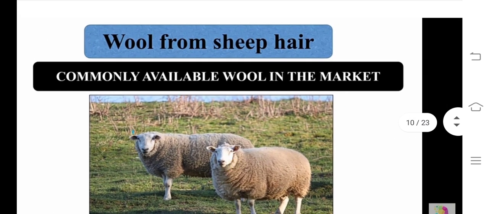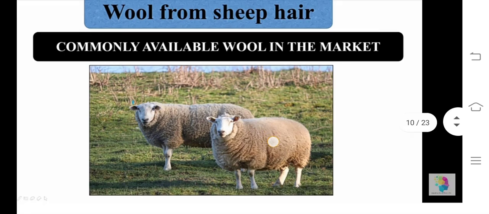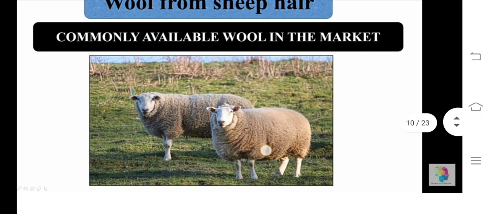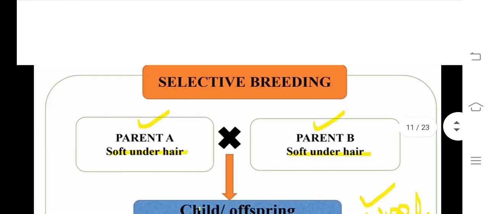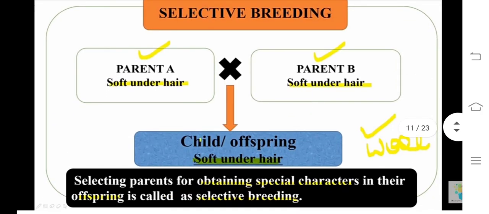Generally, we get wool from sheep hair, children, or fleece. It is commonly available wool in the market. See how beautifully the picture is, children. The sheep is covered by thick fur. It traps the air, children. Clear? Next, we can observe another. Very, very important: in order to get good quality of wool, what do we have to do?